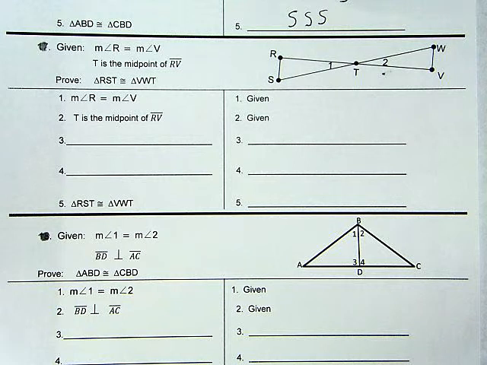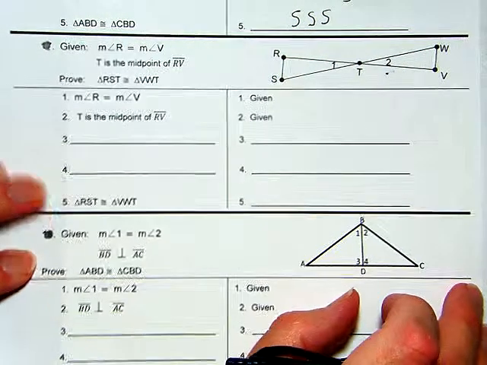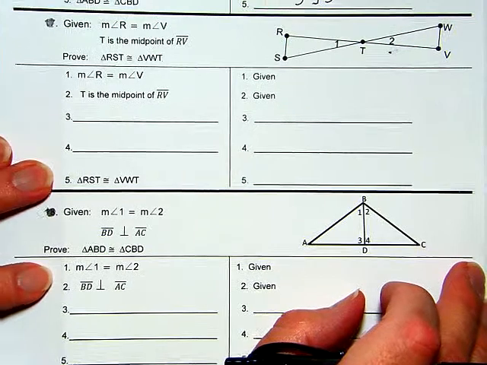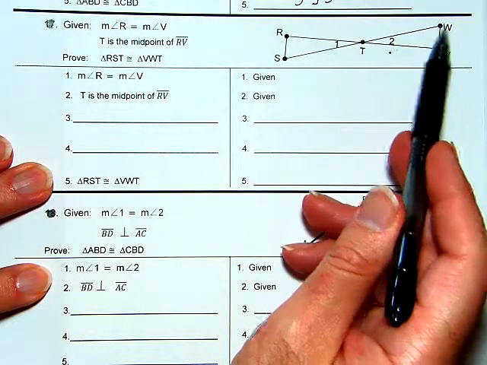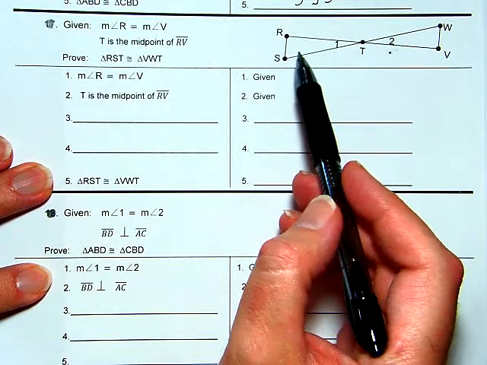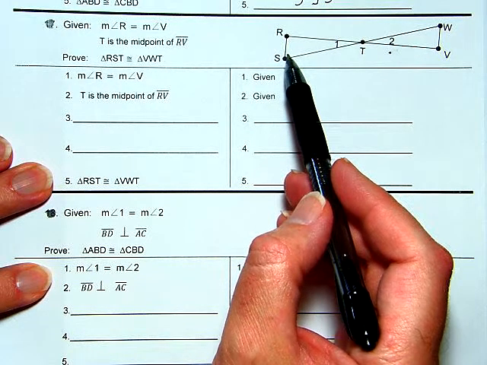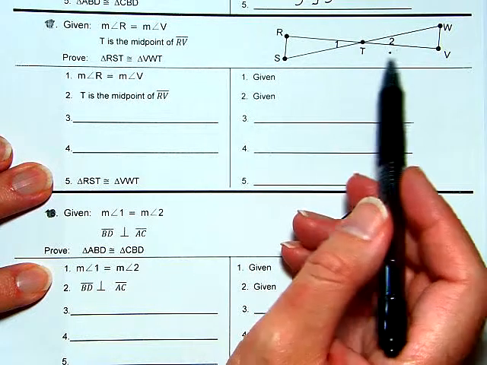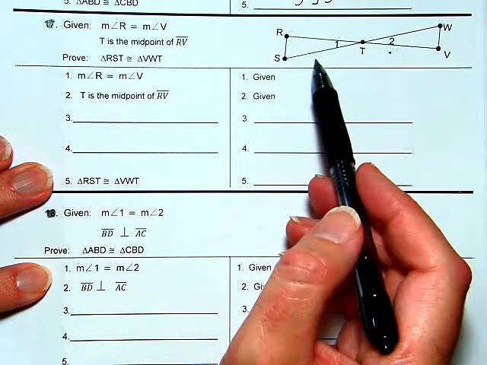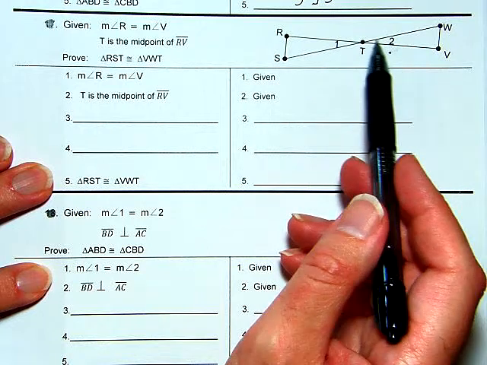So the second proof is also a fairly short proof. Okay, we're given that this diagram exists. Okay, and we can see that we've got triangle RST on the left and a triangle which we're calling VWT on the right. We've got to prove these two triangles to be congruent.